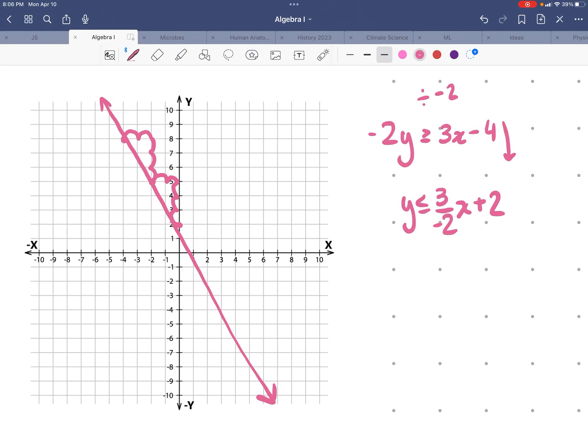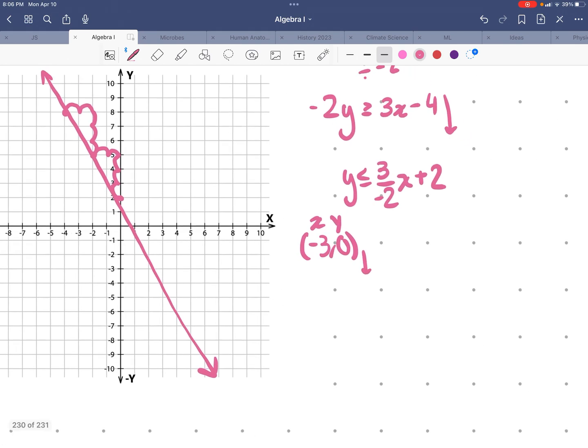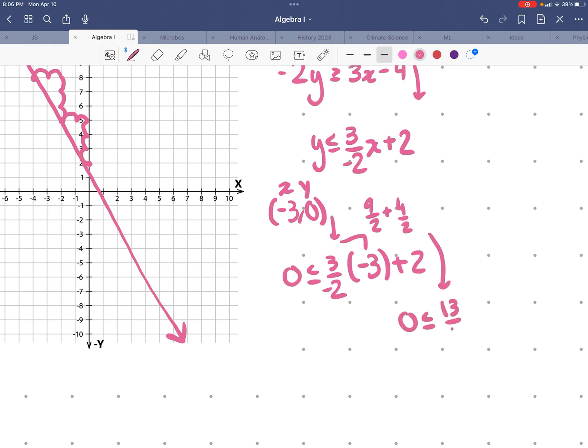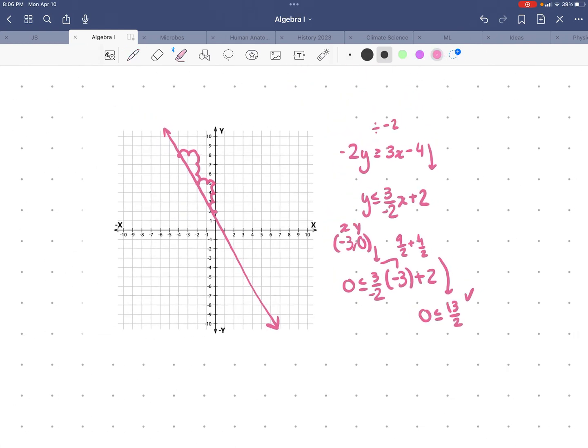And for the last step, we need to decide what side of the line to shade on. For this, we can again pick any point. I will choose negative 3, 0. And with this being x and this being y, we get 0 is less than or equal to 3 over negative 2 times negative 3 plus 2. 3 times negative 3 is negative 9 over 2, which is just 9 over 2, plus 2, which is 13 over 2. And we get 0 is less than or equal to 13 over 2, which is true. Therefore, we will shade on this side of the line.